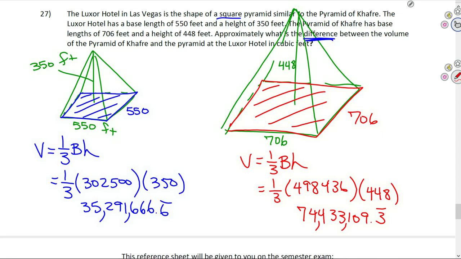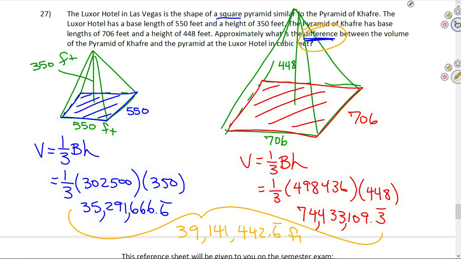Now, the difference between those, I'll do big minus small. And the difference I get here is 39,141,442.6 repeating, and the units are feet, so it's in cubic feet, and that's the difference. Those are the number 27 problems that are like the ones on the semester exam.